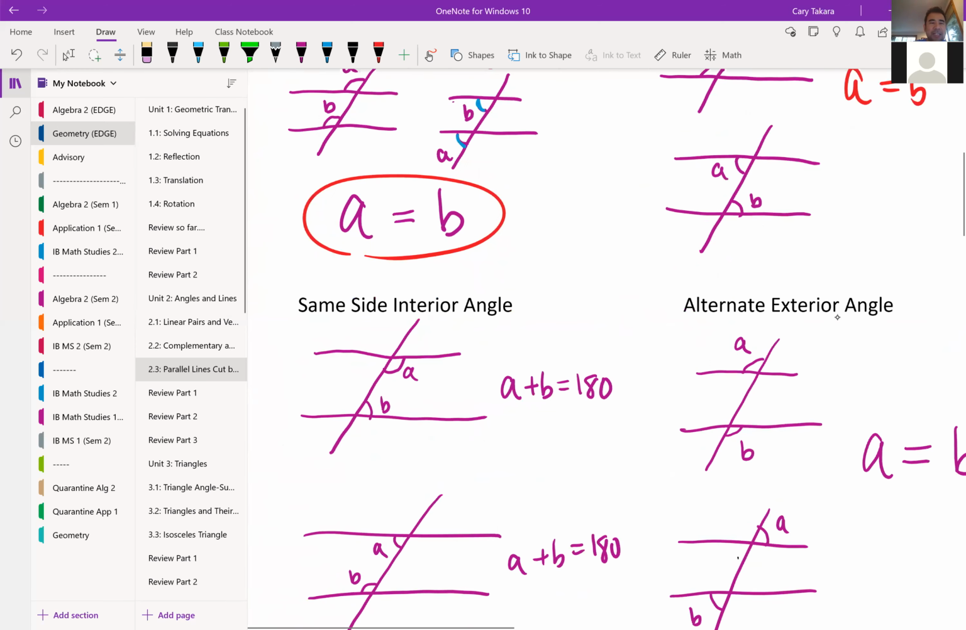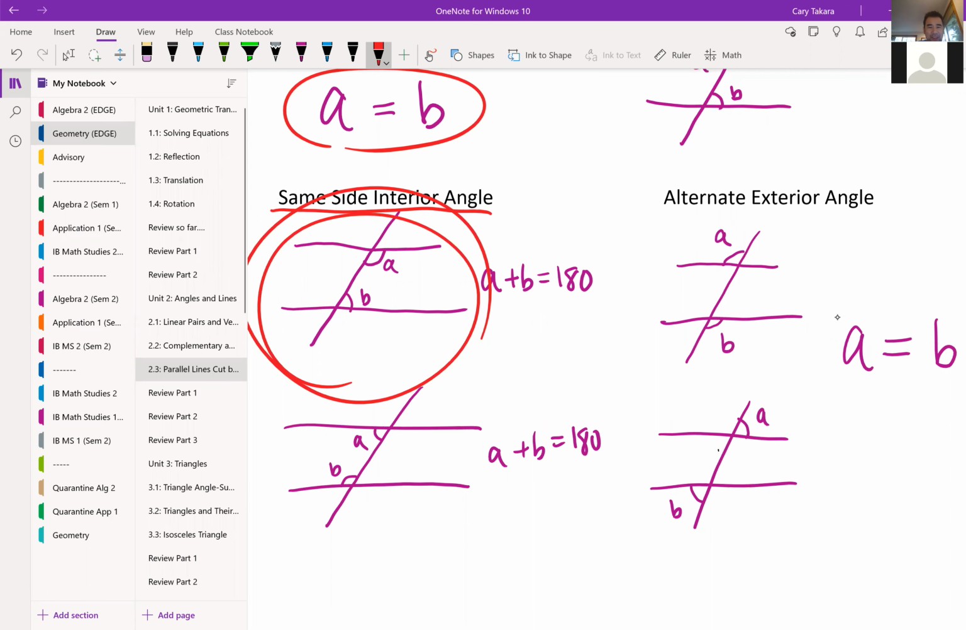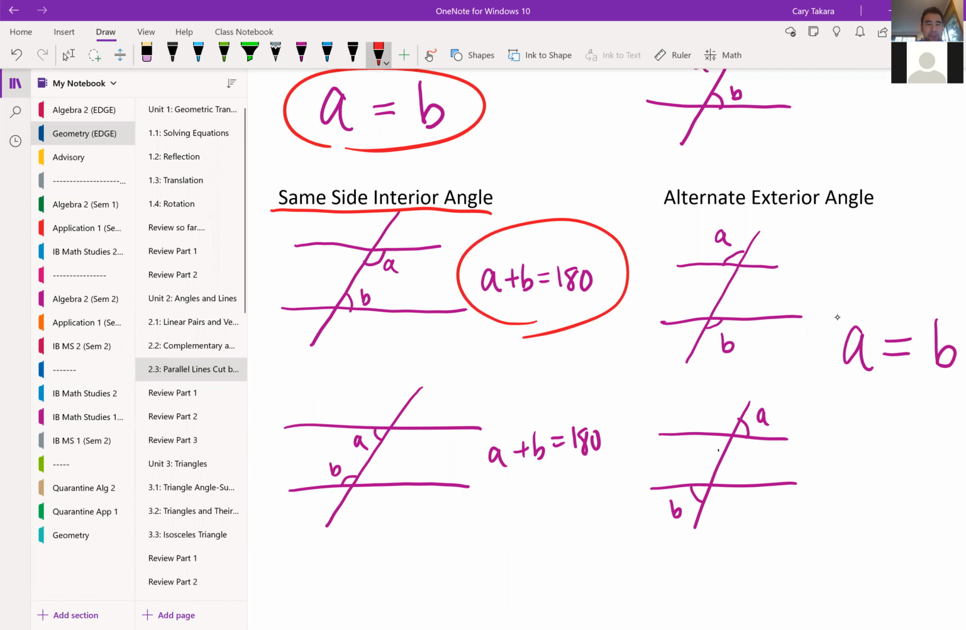We talked about same side interior angles. It's on the same side, not alternate, left and right, but they're on the same side of a transversal, and interior, inside of the parallel lines. So it's like this one right here, okay, or this one right here. They're on the same side of a transversal, and they're inside. But they are not equal in this case, they are supplementary. They add up to be 180 degrees.